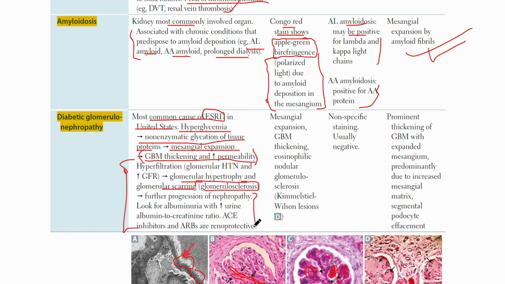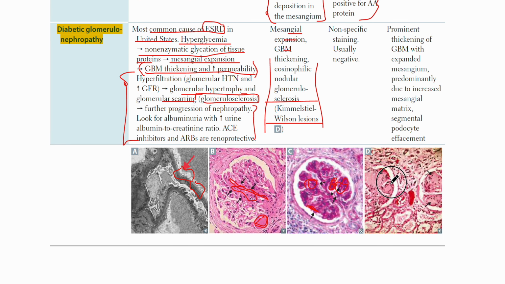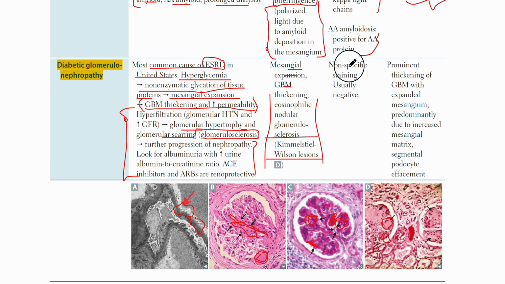So in light microscopy, there is mesangial expansion, GBM thickening, eosinophilic nodular glomerulosclerosis, and there are Kimmelstiel-Wilson lesions. You have to remember this. Kimmelstiel-Wilson lesions. Here they are. Kimmelstiel-Wilson lesions in diabetic glomerulonephropathy, and they are non-specific staining and also usually negative in the case of immunofluorescence.